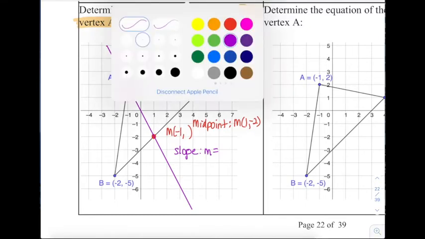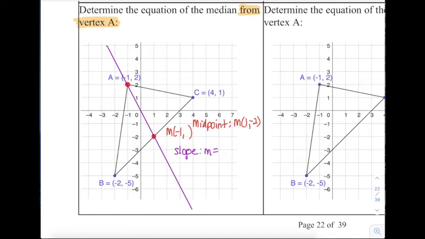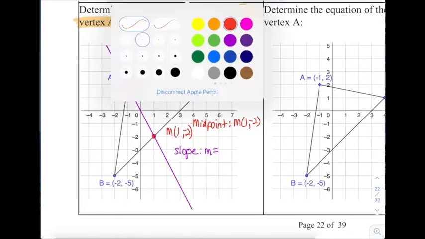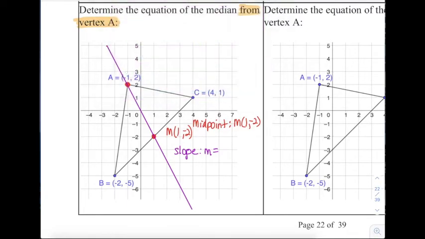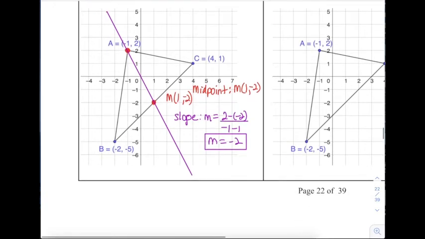Sorry, I just realized I wrote that this midpoint is (-1, 2), but it's (1, -2), isn't it? Okay, so the slope is going to be 2 subtract -2 over -1 subtract 1. The slope is -2. So guys, I need to find a slope and a point to put in y minus y1 equals m times x minus x1. So I know my slope is -2.